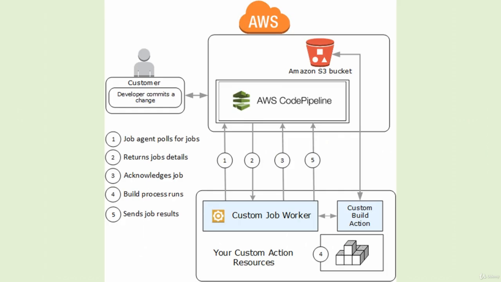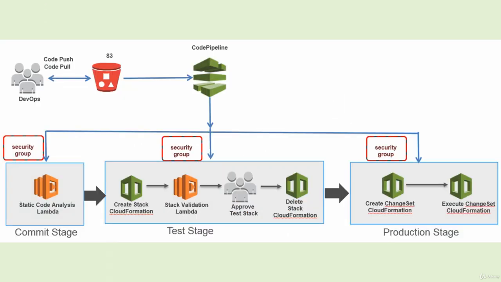There is another use case where a developer commits a change, a job agent polls for the job, returns the job details, acknowledgement is done to CodePipeline from the custom job worker, the build process is executed, and the job result is sent for the customer. Different use cases could be there. The commit stage, the test stage, and the production stage are all governed with CodePipeline. We may have different security groups, validation, CloudFormation stacks, and different tool sets.